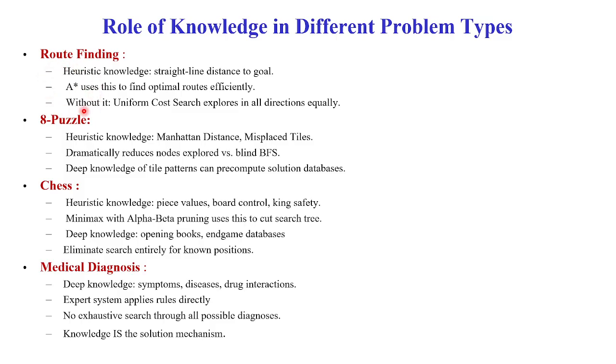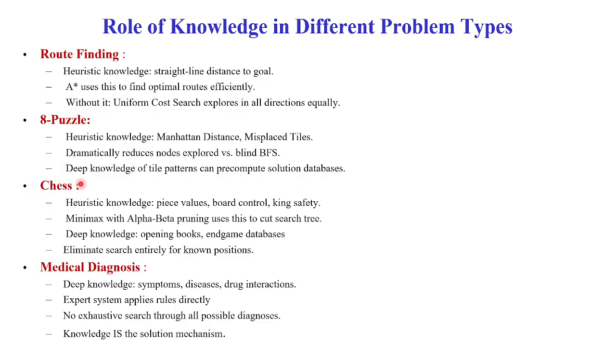Suppose if you don't have any heuristics, uniform cost search tries to explore in all directions equally. Again, that's going to be very slow and very costly. Next, if you take the problem of 8 puzzle, if you have a heuristic knowledge, that is your Manhattan distance or the misplaced tiles, it will reduce your state space so that you can try to get your solution. If you have deep knowledge of tiles pattern, you can pre-compute the solution databases.